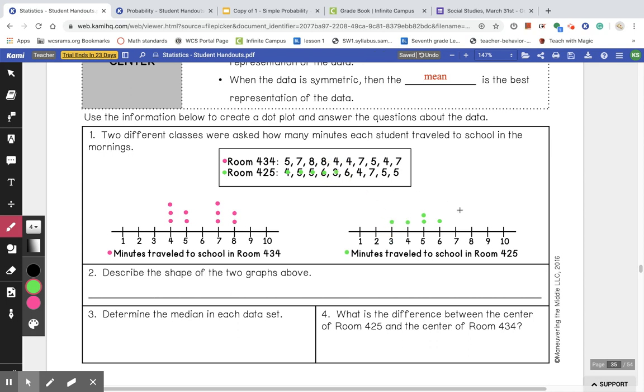I have another 6, I'm going to add it right on top. I have a 4, add it up on top of this 4. I have a 7. Then I'm left with 2 5s.